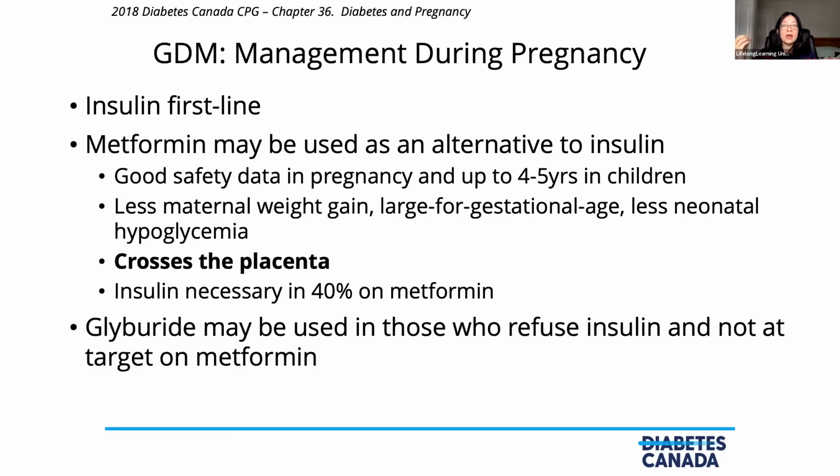Metformin, which is a pill that works at the liver to stop the liver from making sugar, is gaining popularity, but it has not been approved in Canada for use in pregnancy yet. We know it crosses the placenta. We don't have a lot of long-term data on it. But this would be second-line therapy, and another medication called glyburide is also considered okay if women can't take the insulin. But really, insulin is preferred.